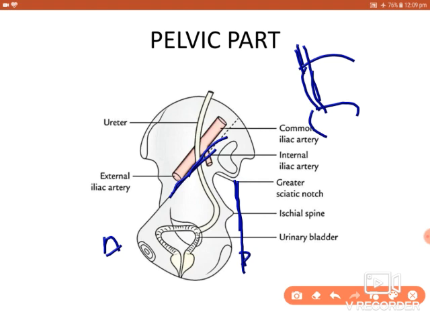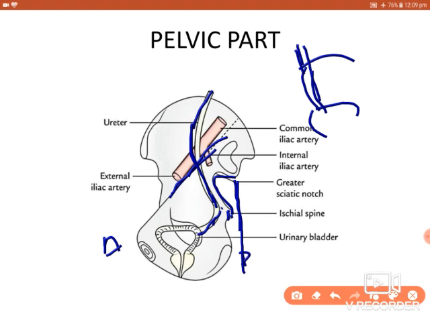In the pelvis, it runs downwards, then backwards and laterally along the lateral pelvic wall, and reaches the level of the ischial spine. This is the ischial spine, and anterior to it is the greater sciatic notch. At the level of the ischial spine, it changes direction and goes anteromedially.